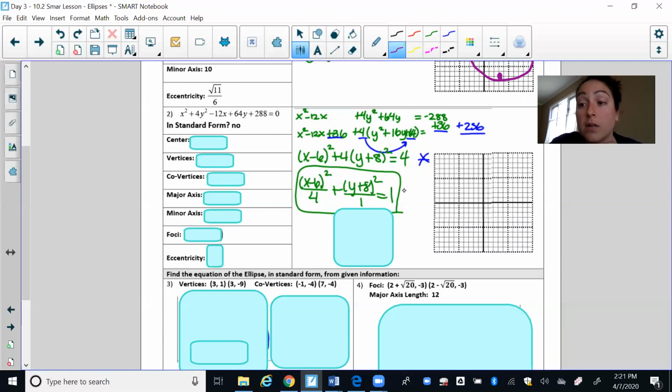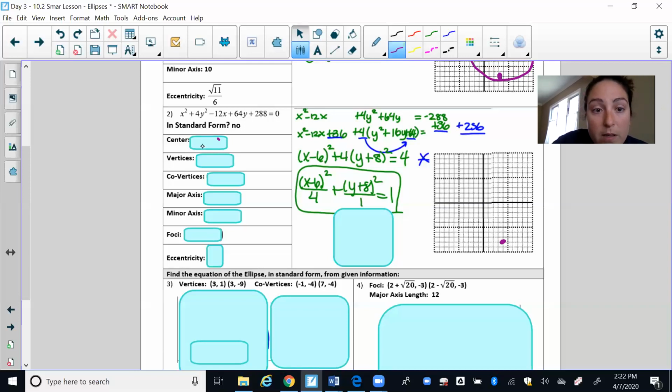So this one is also a horizontal ellipse because 4 is bigger than 1. So we're going to be moving further right left than we are up down. So our center is going to be at 6, negative 8. So we graph that, graph it real quick. 6, negative 8.